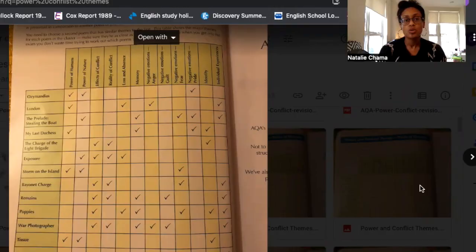Number two, the themes. The themes, the themes, the themes. The themes are really, really important to understand, okay? And I'm not talking about power and conflict. Obviously, that's the main subject that is highlighting every poem, but going deeper into the themes is really important, because this will affect them when they need to compare the poems with each other. So there are 12 different themes, and each poem can fall into more than one.